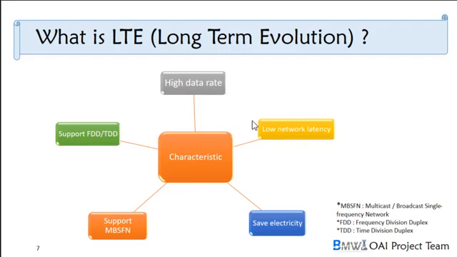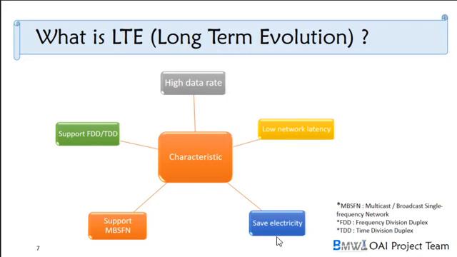The characteristics are a high data rate, with peak downlink speed up to 300 megabits per second, and uplink 75 megabits per second, and low network latency. A small IP packet can have less than 5 milliseconds delay under optimal conditions.